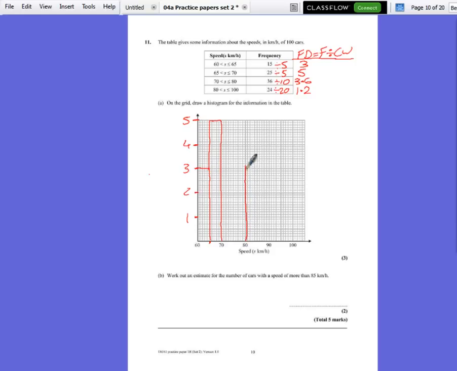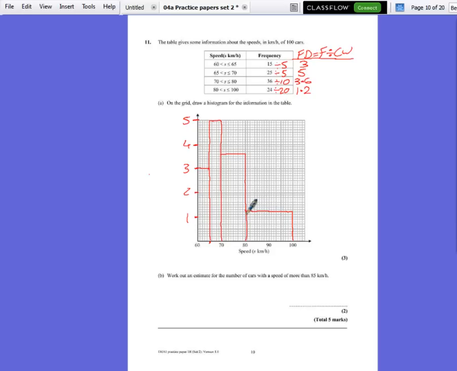So there's 3 and then 2, 4, 6. And then the last bar goes up to 100 and is at 1.2. So 100 and 1.2 there. Just be really, really accurate with all of those.